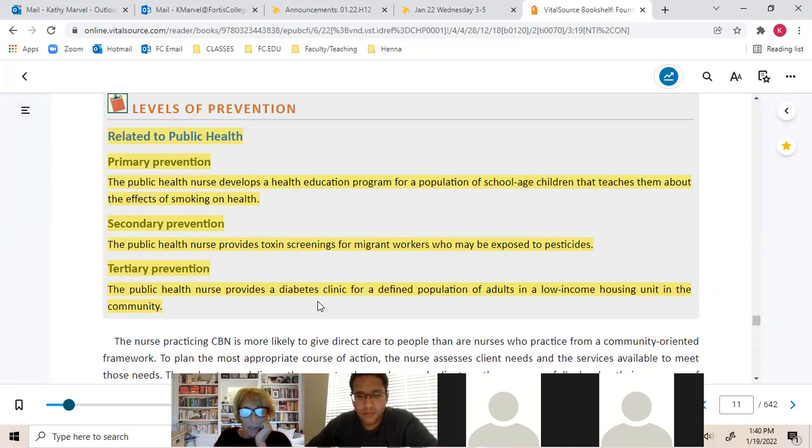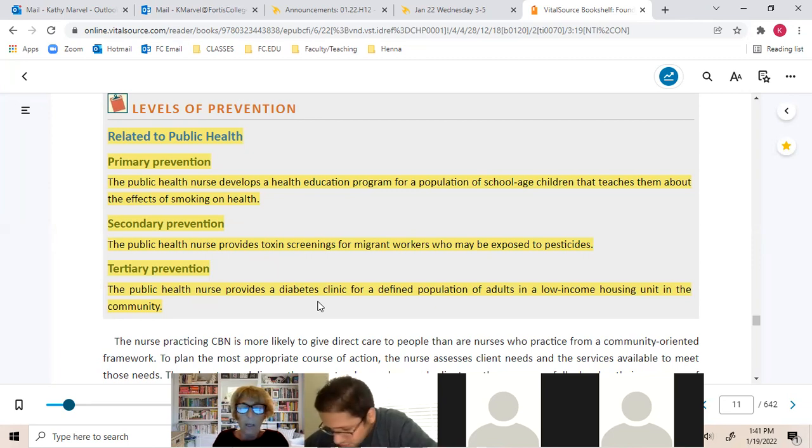So primary prevention is like a vaccine. Look at what it is here: develops a health education program for a population of school-age children and teaches them about the effects of smoking. So primary is always going to be education, prevention. And you have to be able to apply these to each topic we're talking about, and go through these in each chapter of the book. Secondary is screening. I also think of secondary as early identification, early intervention.